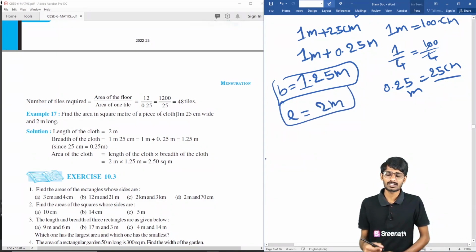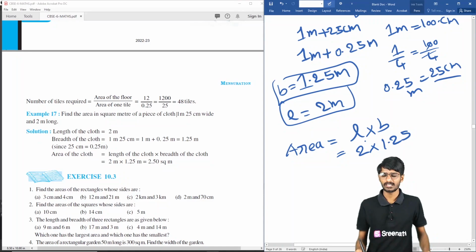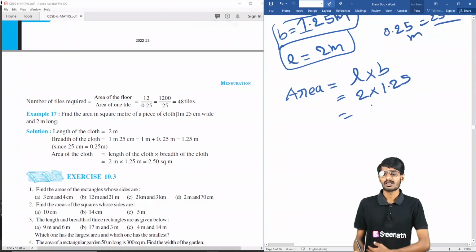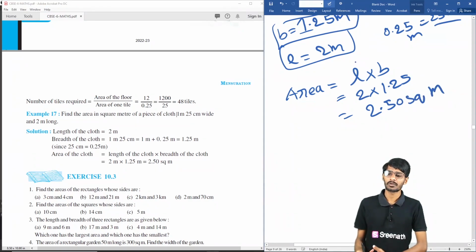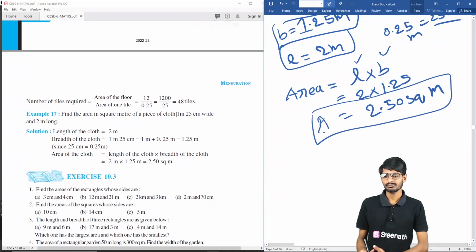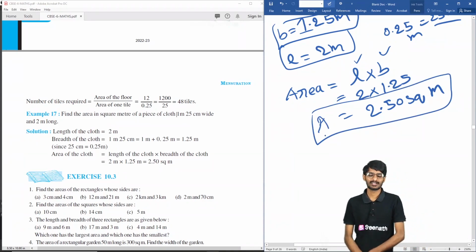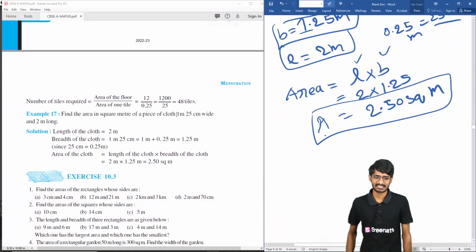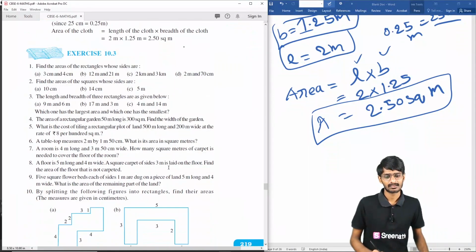We have to find out the area, and area is nothing but length into breadth. So length is 2 meters and breadth is 1.25 meters, so you will get the answer in meters. 2 into 1.25 is 2.50 square meters, not centimeters, because length and breadth are both in meters. So this is the area. Like that we have to do the problem, students. That's it, this is also completed.